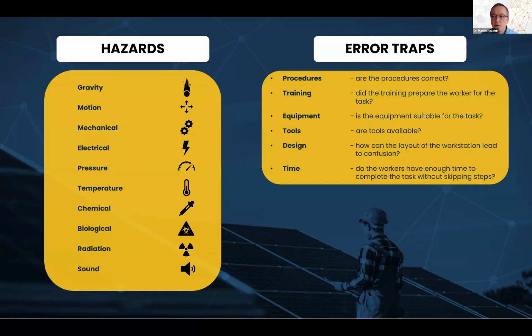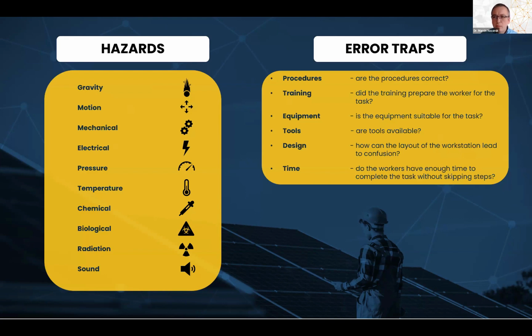And then we can compare that with error traps or error-producing conditions. Those are the things that increase the likelihood of error. Yes, they also can reduce the likelihood of error. That's fine. Here, again, I'll keep it simple. And so those can be the procedure that is out of date, the training that didn't cover the skills that were needed, or the tools that were not available, or the equipment that is confusing. We'll show you a number of examples.